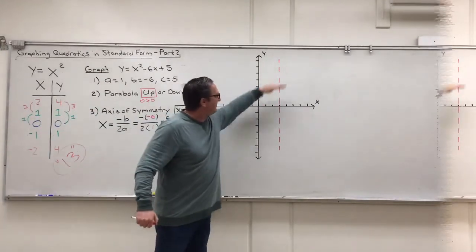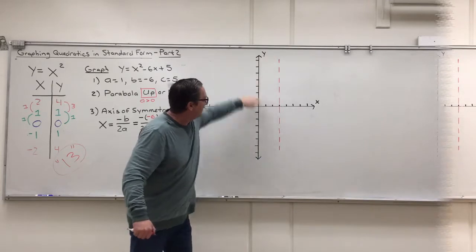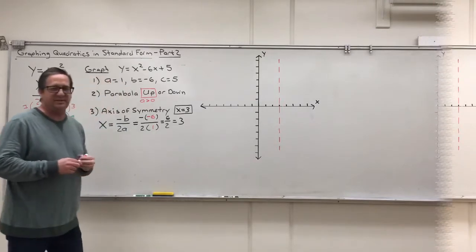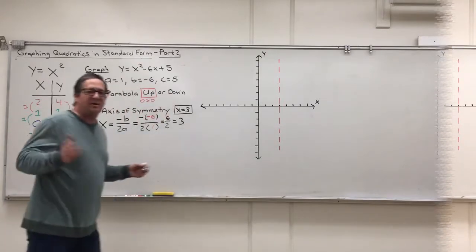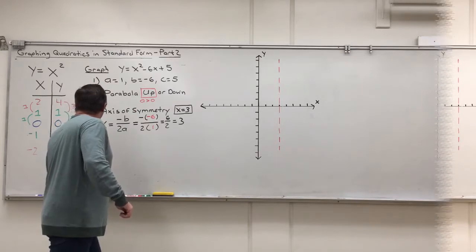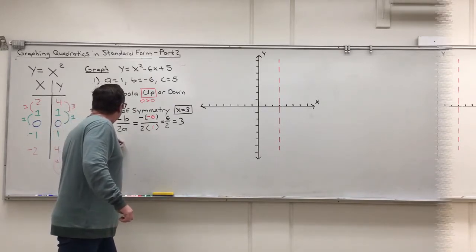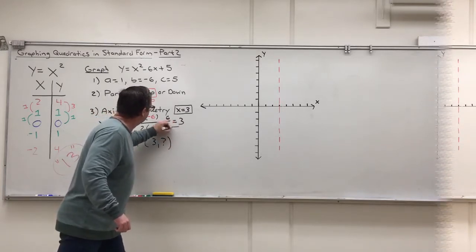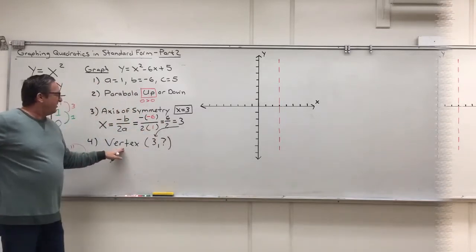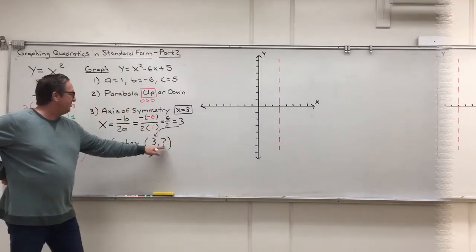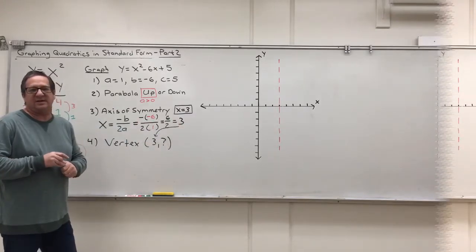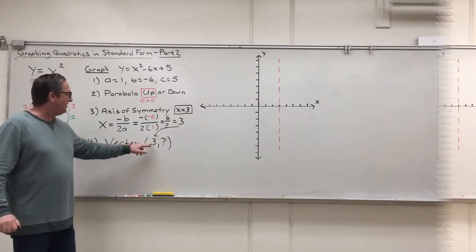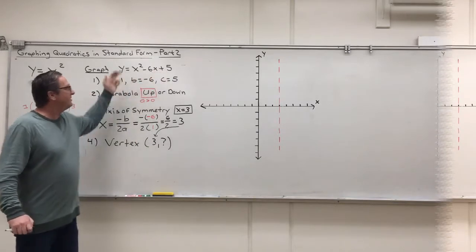So I know my parabola is somewhere sitting. We know it goes up, and so it's somewhere sitting on this right here, but I don't know where my y value is. Well, that's where the vertex comes in. So I'm going to call this step 4. And so my vertex is 3 comma question mark. So we get our vertex. This is why you have to do the axis of symmetry. The axis of symmetry gives us the x value. And then what do you think we're going to do? We're going to go ahead and plug in and solve for y.